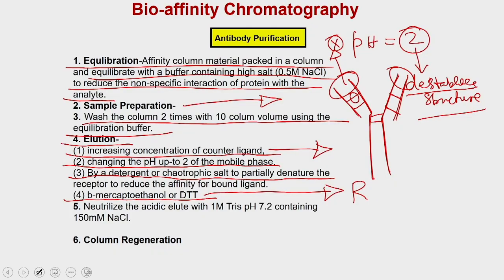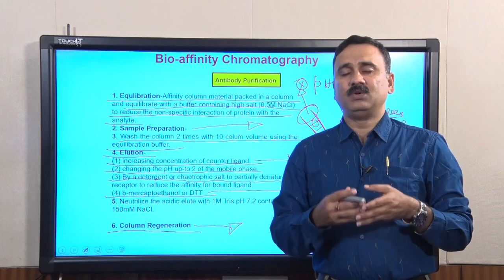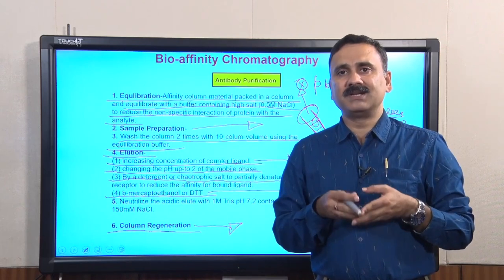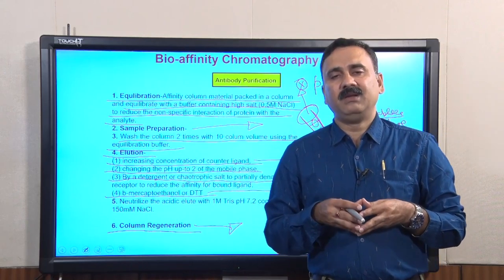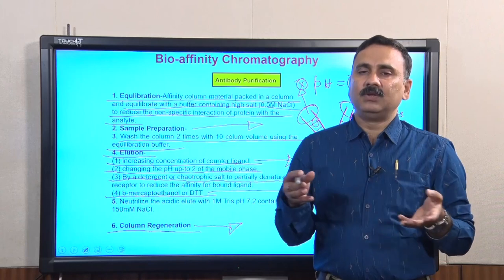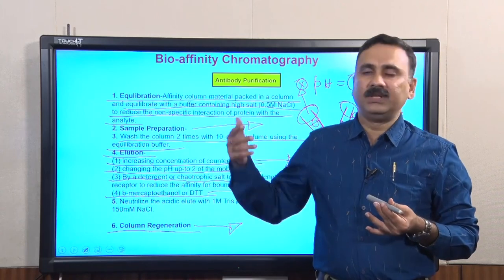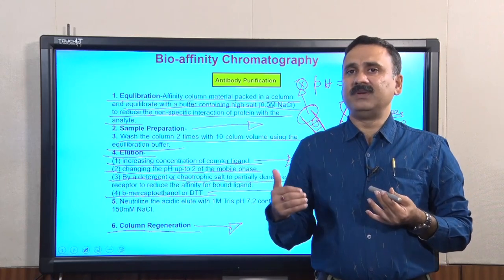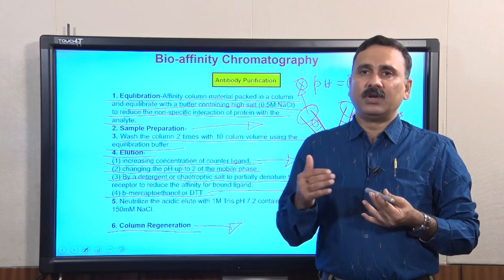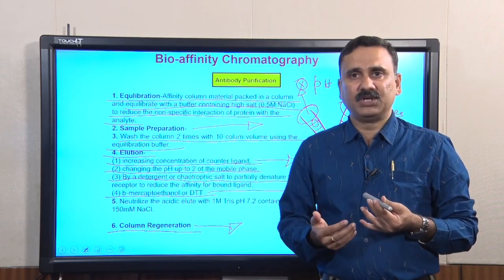Once you are done with the purification, you can go ahead with column regeneration. Column regeneration is very simple: you wash the column with high salt buffer, followed by washing with chaotropic salts, which removes all non-specifically bound proteins. Then you equilibrate the column with the equilibration buffer, which contains high salt, and now this column is again available for reuse to perform a second round of purification.